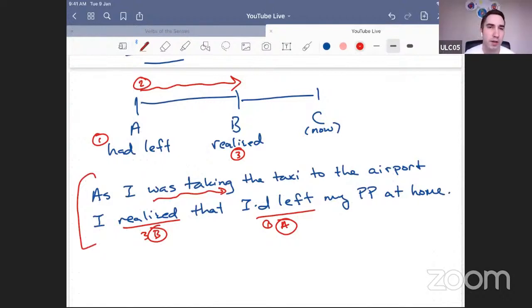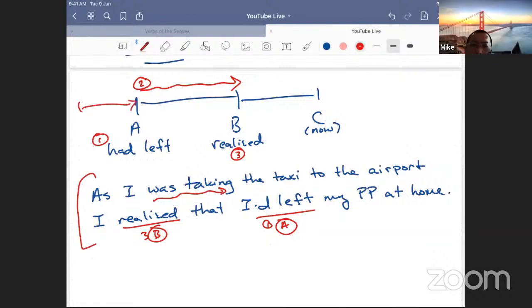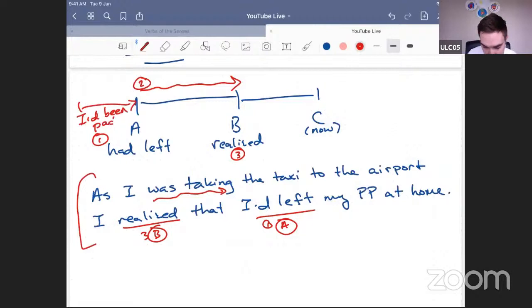This is hard. Narrative tenses or past tenses are hard. And then we add past perfect continuous in there, right? So we can add something like, I'd been packing, right? I had been packing and I forgot my passport. Then I was taking a taxi. I realized that I had left my passport while I had been packing, something like that. So not easy.